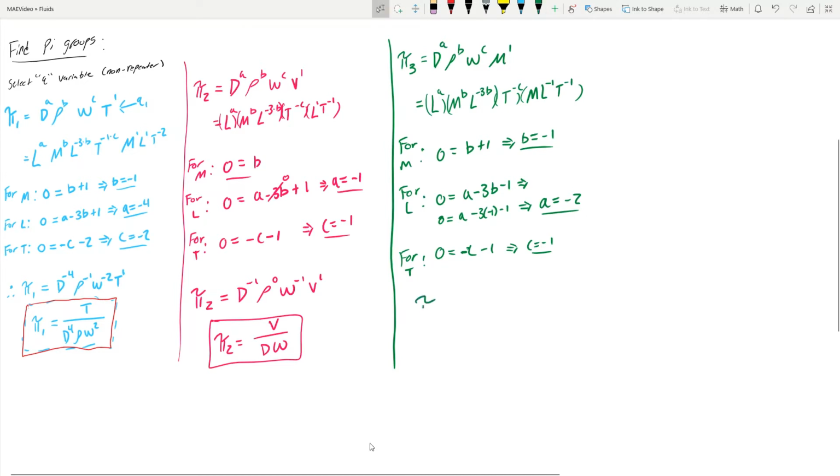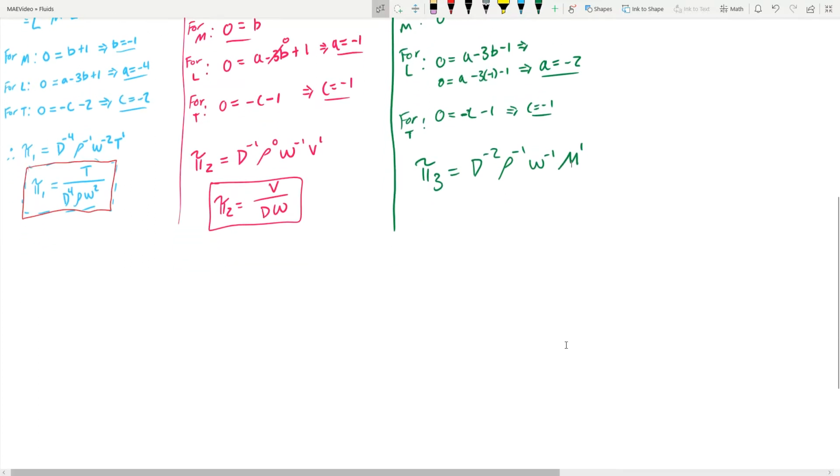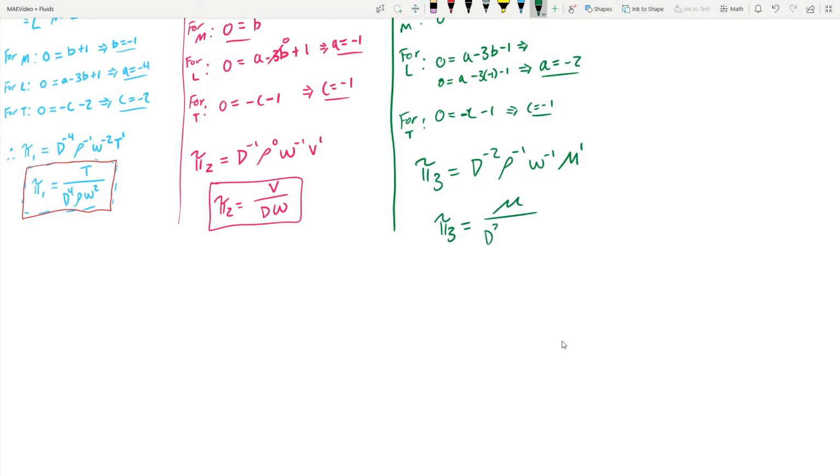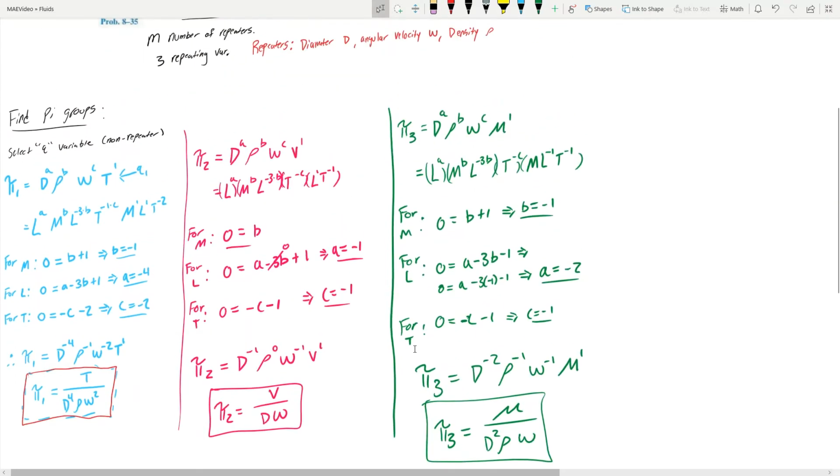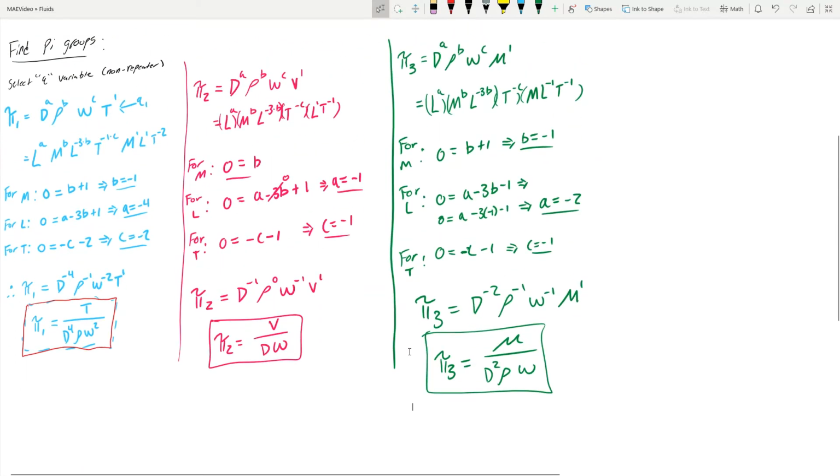So then if we write this out and solve for pi 3, we get d to the a, which is minus 2, rho to the b, which is minus 1, omega to the c, which is minus 1, and then just mu to the first. So then pi 3 is simply going to be mu over d squared rho omega. So now we have our 3 pi groups, but we're not done yet. All we've done is find our pi groups.